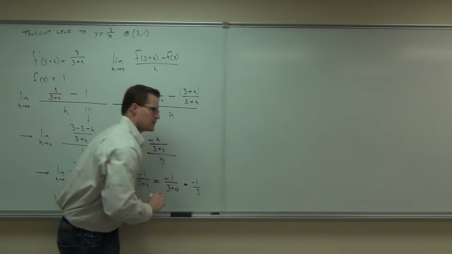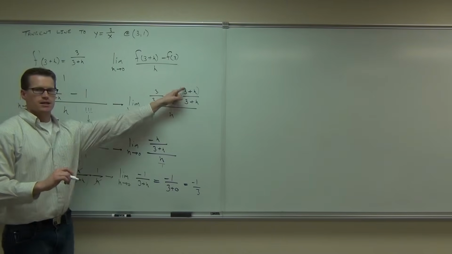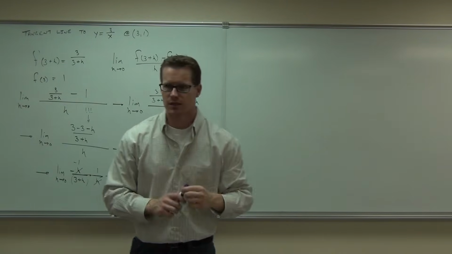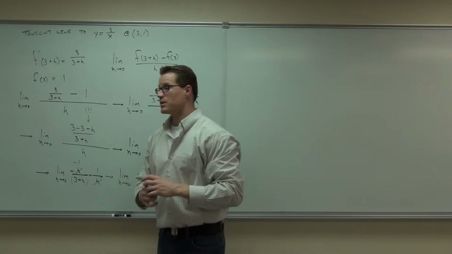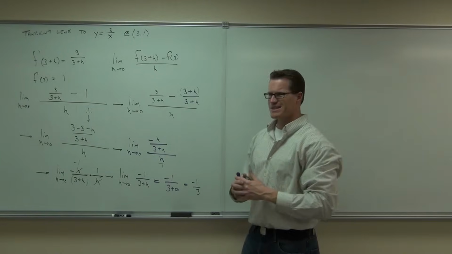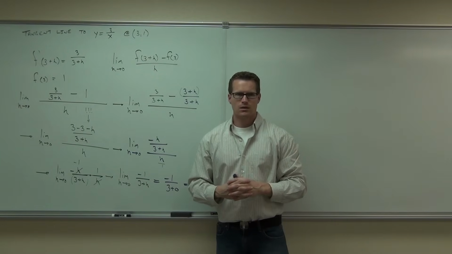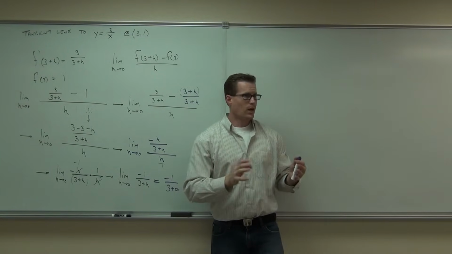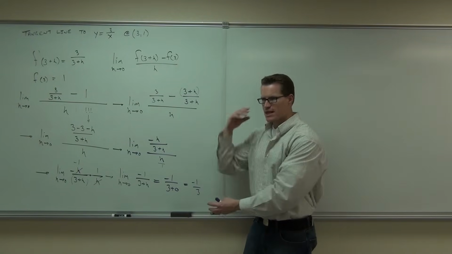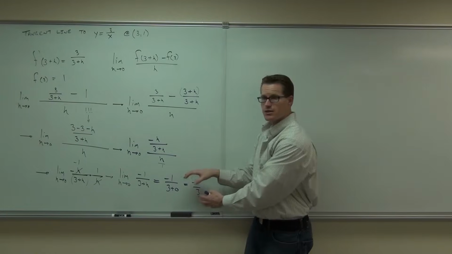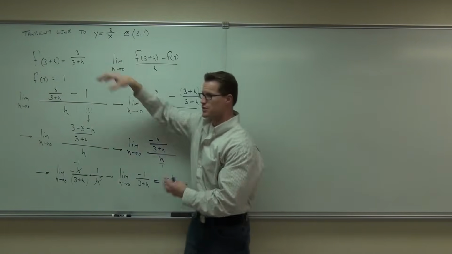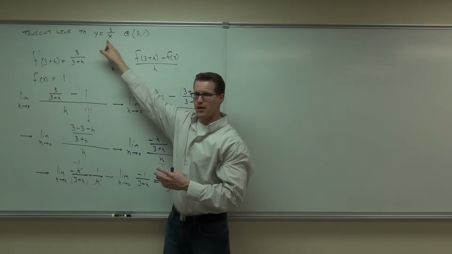What would you have gotten if you had forgotten to do this negative here? Positive 1/3. Is your tangent line going to be correct? No, you would have the inappropriate tangent line. Okay, well, that's all well and good. Are we done now? This is kind of cool, though. What have you found? What is this thing here? Always have that in your mind, what you're doing. You're finding slope. This is the slope of that curve at that specific point.